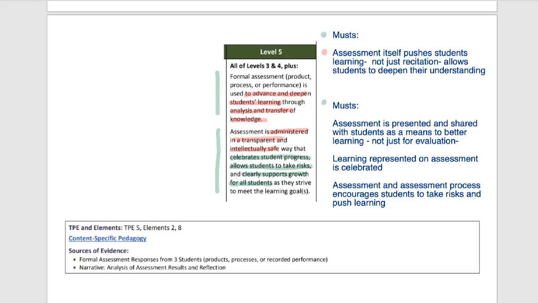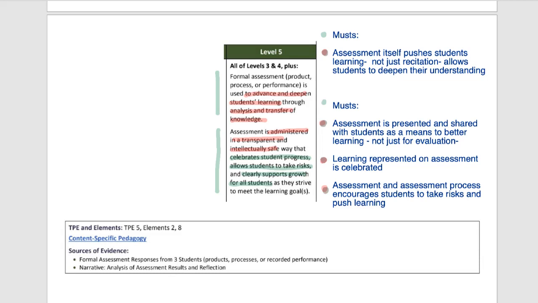So what I have here, assessment is presented and shared with students as a means to better learning, not just for evaluation. Okay? An important thing is learning represented on assessment is celebrated. All right? And assessment and assessment process encourage students to take risks and push learning. All right. So for level 5, you'll see that there are 1, 2, 3, 4 requirements for level 5.